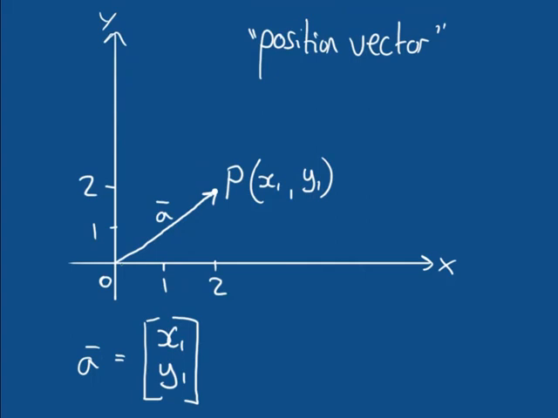The second useful thing to note, and this is a direct result of the fact that it starts at the origin, is that the components of the position vector define a point in space that is the endpoint of that vector. And that's because if we travel x1 in x, the coordinate in space of our endpoint is going to be x1. If we travel y1 in y, the coordinate of our endpoint in space is going to be y1.